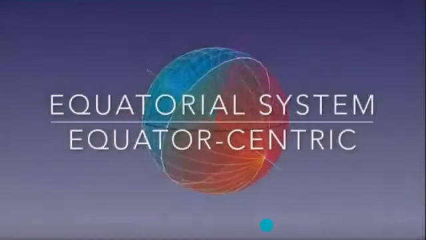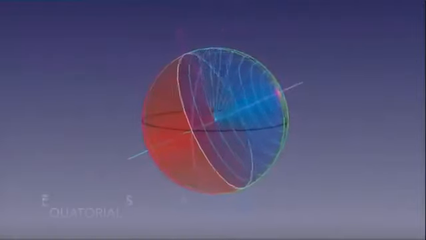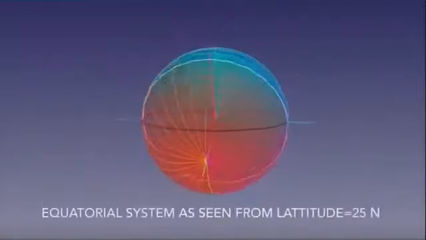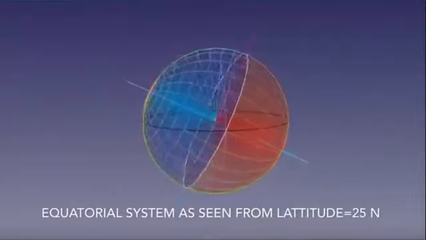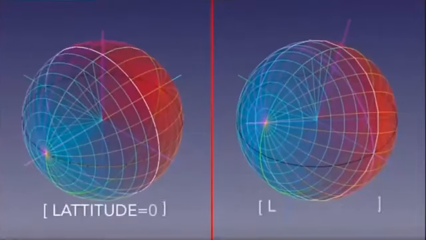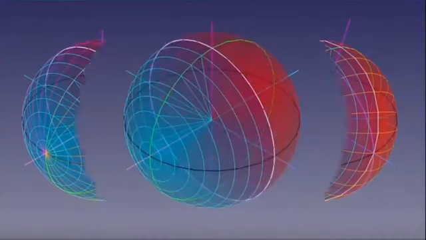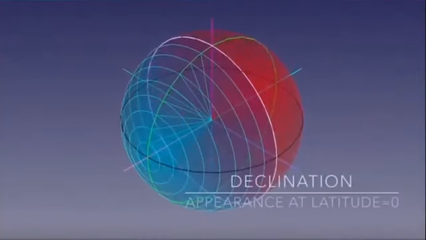The equatorial system is based on a projection of the geographic poles and equator onto the celestial sphere, right? It can be thought of as a celestial equivalent of latitude and longitude. Equator-centric, meaning that its angles are measured relative to the equator. Unlike the horizontal system, it's not based on your geographic location, right?